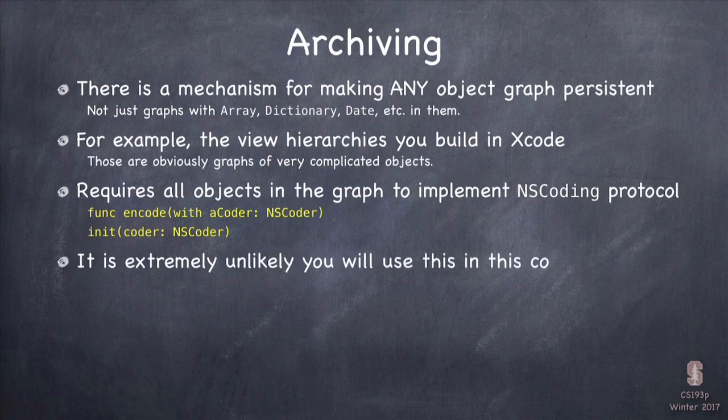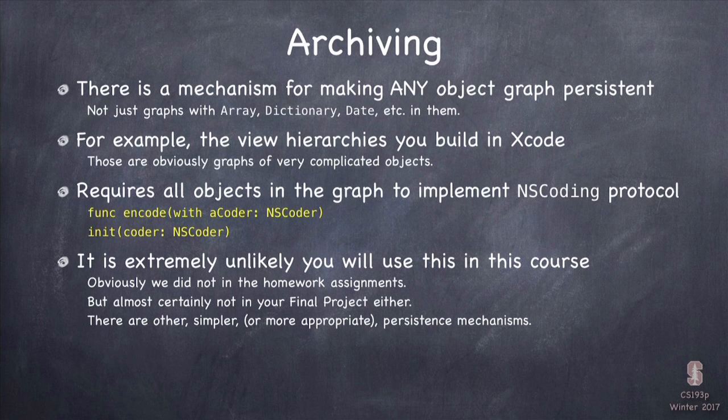Do not get the idea that this is a good way to take an arbitrary object graph that you have and store it on disk. Because archiving requires the involvement of all the objects that want to be archived. Each of them has to implement these two methods up here. Encode, which essentially takes your object and converts it into a dictionary. Okay? Not quite that, but that's 90% of what it is. So it converts it to a dictionary. And then it also has to implement this initializer. Any object that wants to be archived has to implement this initializer, which essentially gives you back that dictionary and tells you to create your object from it.